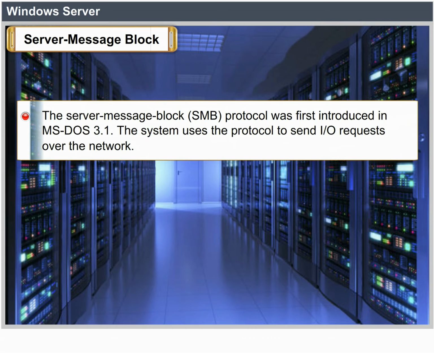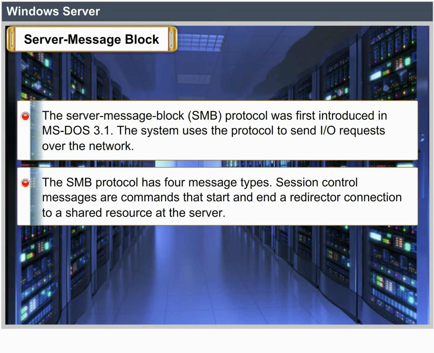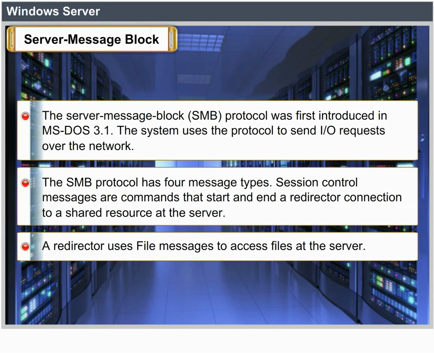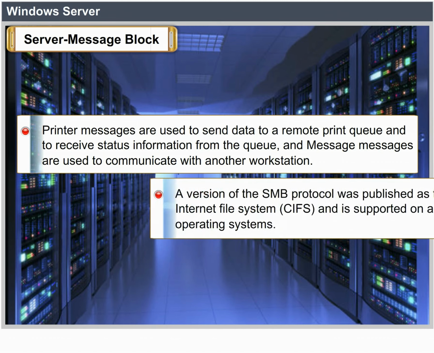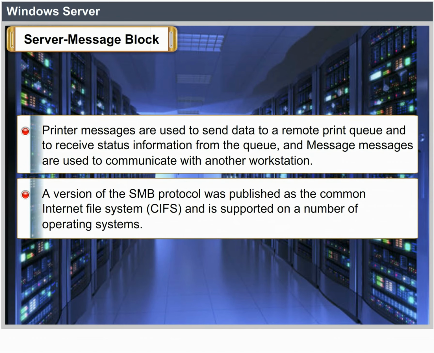Session control messages are commands that start and end a redirector connection to a shared resource at the server. A redirector uses file messages to access files at the server. Printer messages are used to send data to a remote print queue and to receive status information from the queue, and message messages are used to communicate with another workstation. A version of the SMB protocol was published as the Common Internet File System, CIFS, and is supported on a number of operating systems.